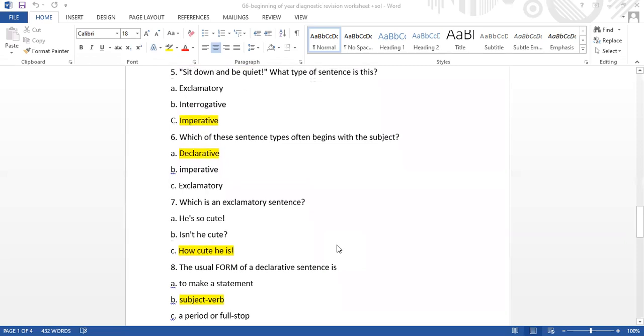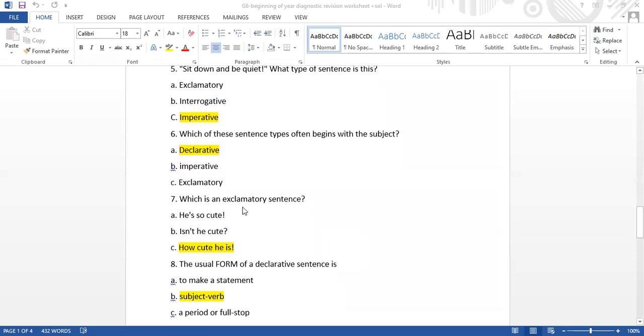All right. Number 7, which is an exclamatory sentence? A, "He's so cute!" B, "Isn't he cute?" C, "How cute he is!" In class also we said that it's number C. Why is it not part B? Because B is a question and ends with a question mark.